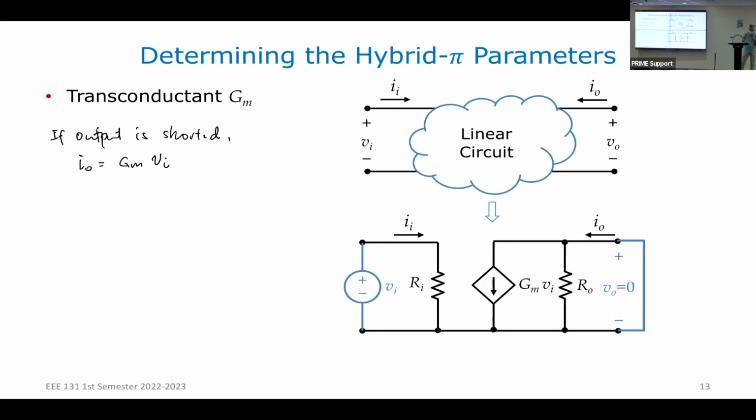Well, V of I is a test voltage connected to the input. Kasi kung wala akong ikakabit sa input, walang excitation. I will not have any currents flowing. I will not have any voltages or currents.